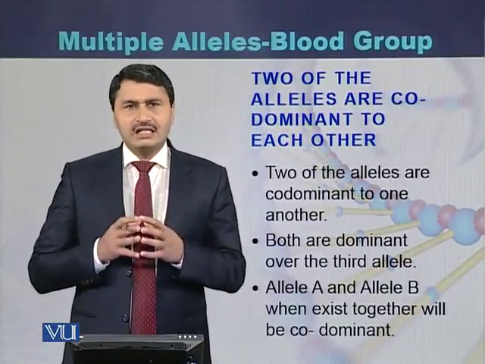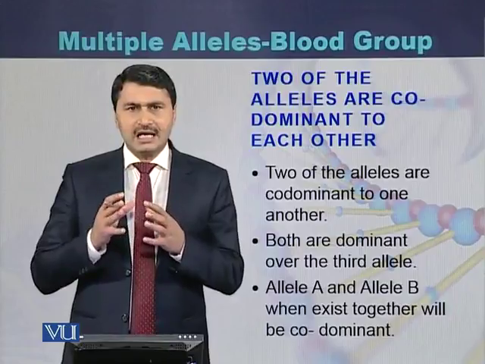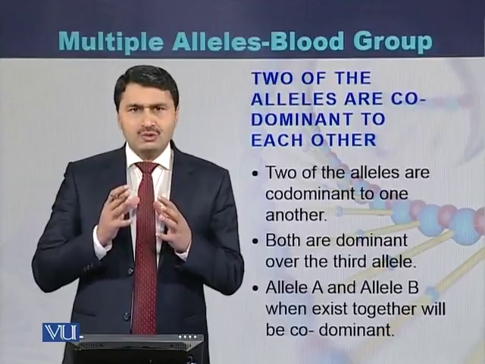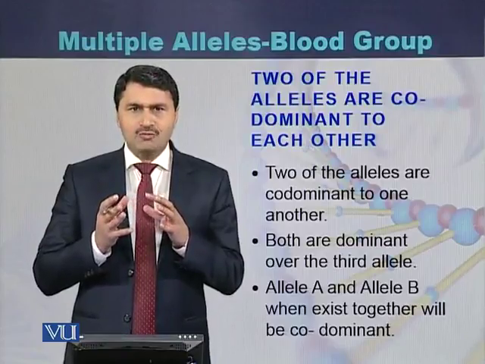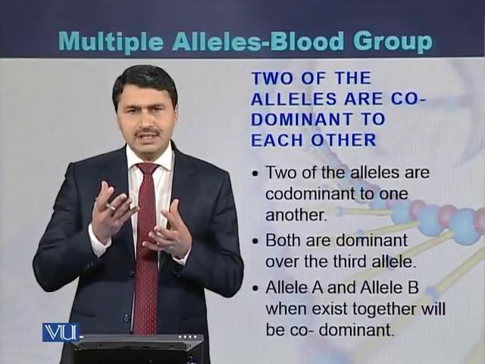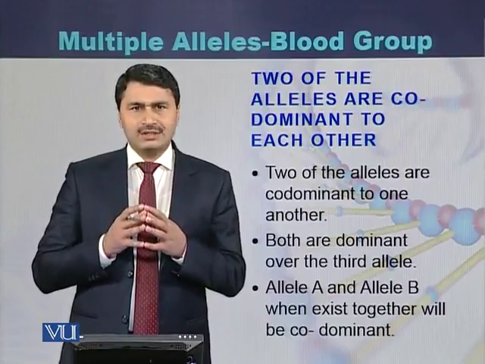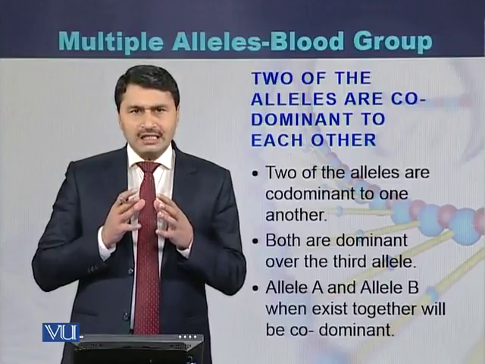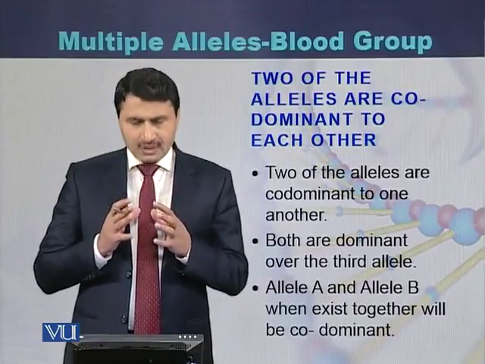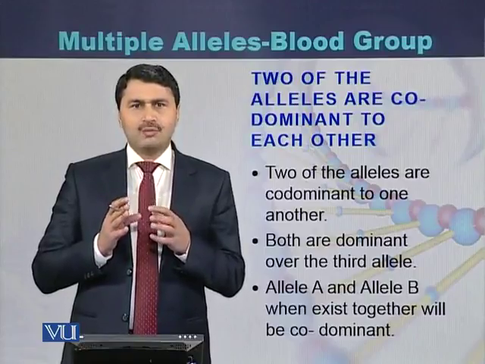Out of the 3 alleles, 2 alleles are codominant to each other. Allele A and allele B, when they exist together, are codominant to each other. They do not dominate over the other. Allele A cannot dominate over allele B, and allele B cannot dominate over allele A. Such a phenomenon is called codominance. Both allele A and allele B are dominant over the third allele.